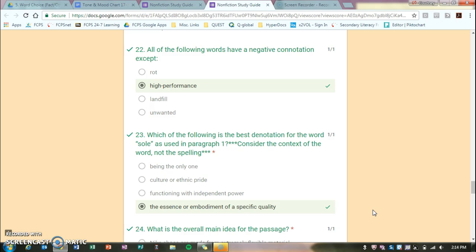23. Which of the following is the best denotation for the word soul as used in paragraph 1? We wanted you to consider the context of the word, not the spelling. In this case, they were using a pun on sole, spelled S-O-L-E. That's how you talk about the sole of a shoe, the bottom of a shoe. But what they really meant was soul searching, S-O-U-L. That's kind of like looking inside, taking an introspective look at yourself and figuring out, okay, what do we do next, or what comes next? So in this case, D, the essence or embodiment of a specific quality, is our correct answer.